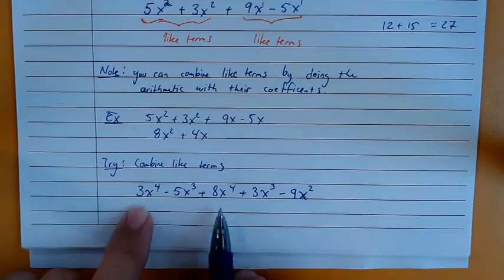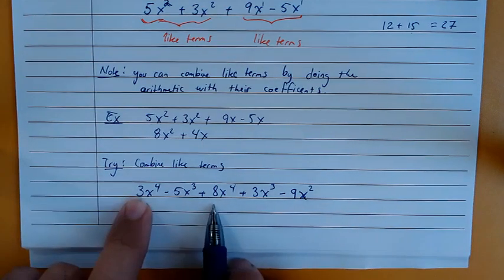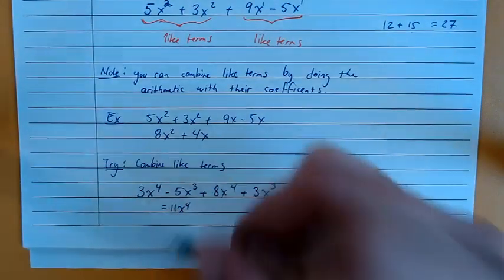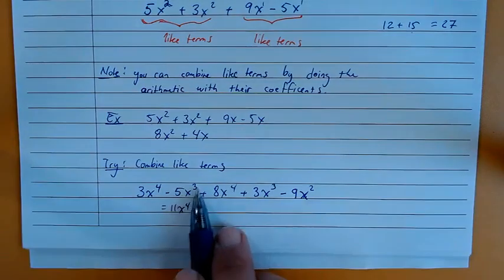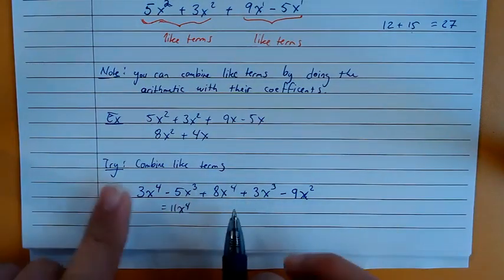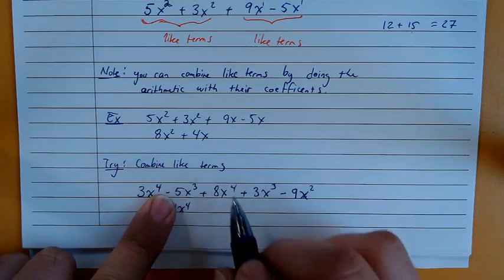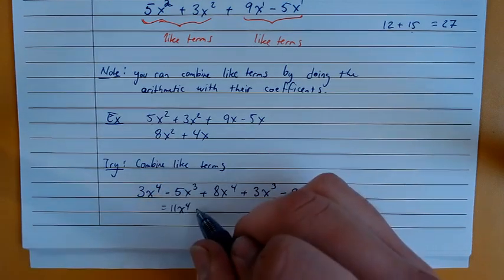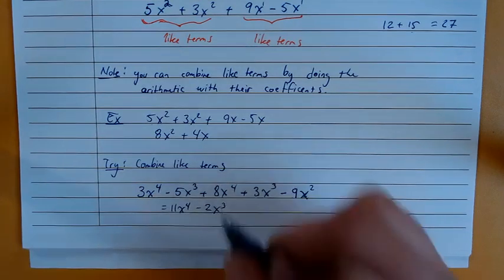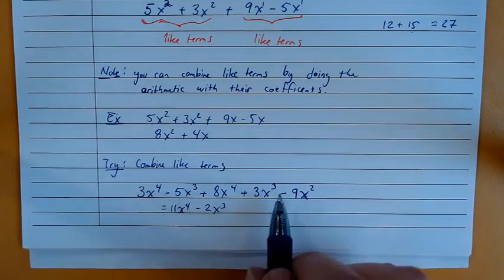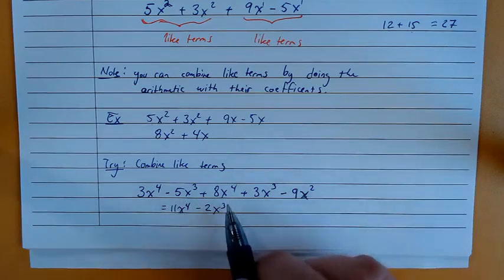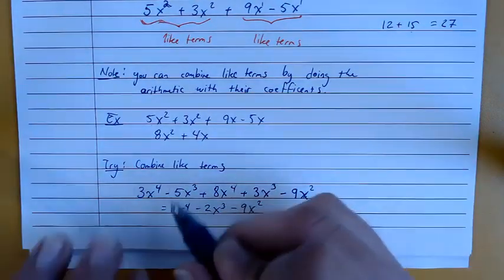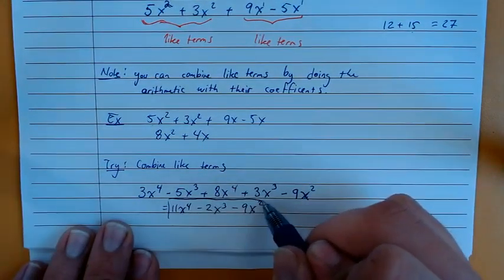All right, notice these are like terms, so 3 plus 8 make 11. The x to the 4th remains the same. We have minus 5x to the 3rd plus 3x to the 3rd, a negative plus a positive. We're going to subtract those numbers, keep the sign of the number with greatest absolute value. That's going to be a negative 2x to the 3rd. Notice this one is different from any of these. So this one doesn't combine with any of those terms. It simply remains minus 9x squared. And that's our result. We've combined our like terms.